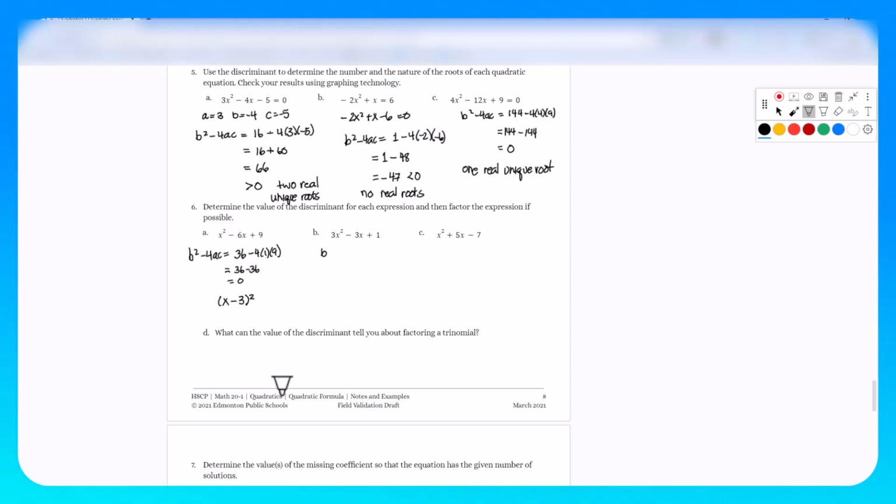For the next one, b squared minus 4ac, this equals 9 minus 4 times 3 times 1, which is 9 minus 12, which is a -3, which is less than 0, which tells us this cannot be factored. So there are no solutions or no roots. And I'll say no roots because this didn't actually equal 0. So sorry, let's say that again. It can't be factored.